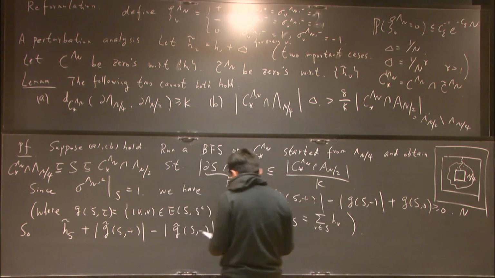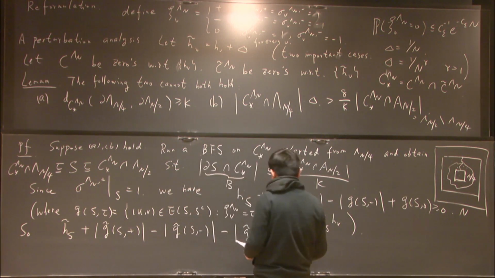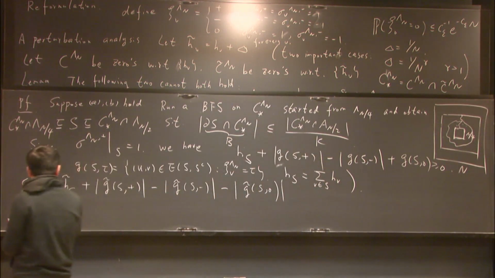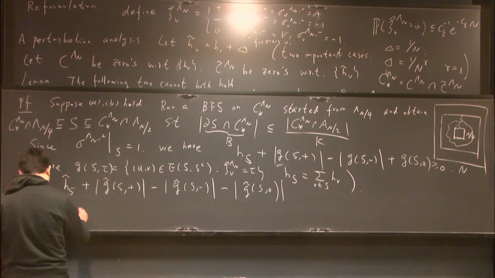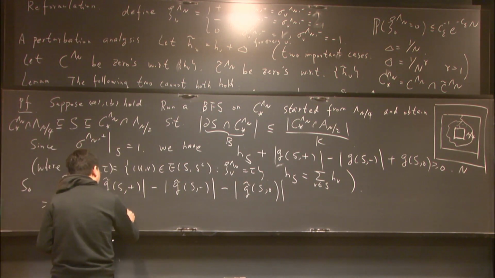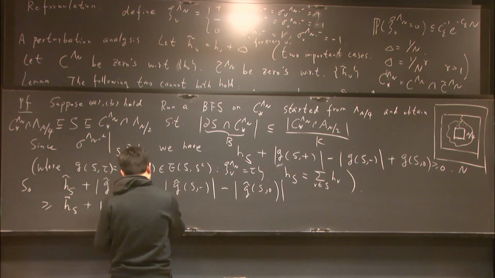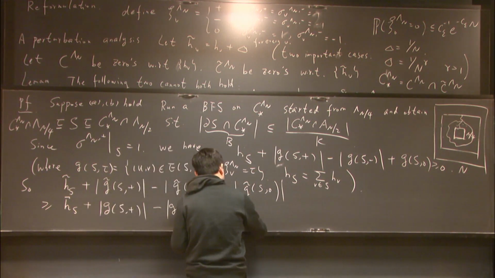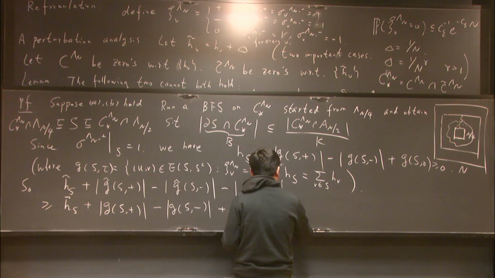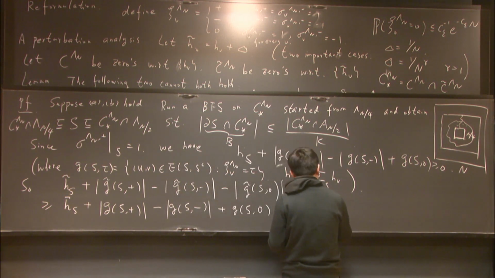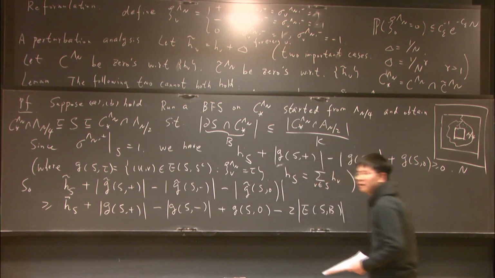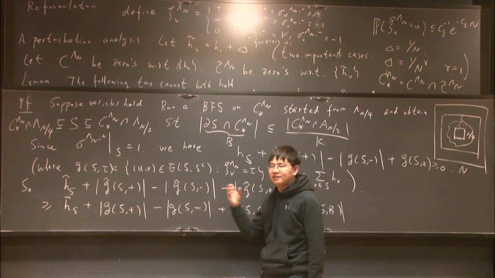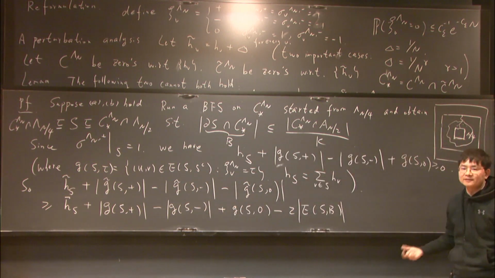I claim that this is, I don't know how much algebra we should do. I claim this is greater equal to H tilde of S plus G of S plus minus G of S minus plus G of S0, but then I subtract twice of the edges between S and B. Because the only difference that's making here are the ones in the C stars.